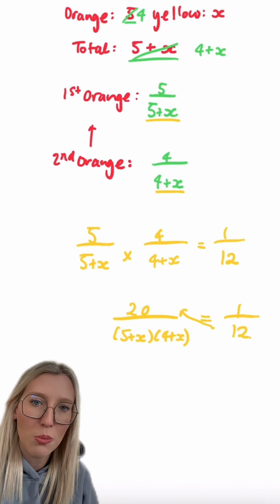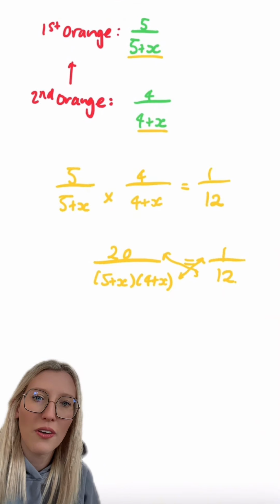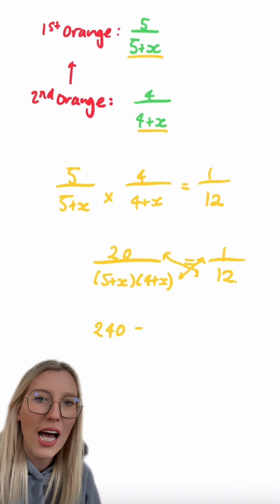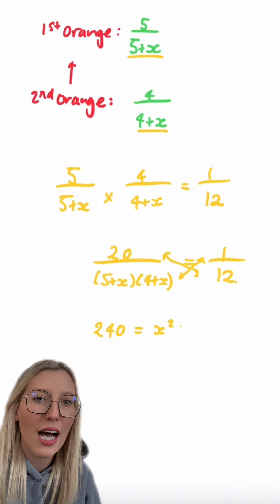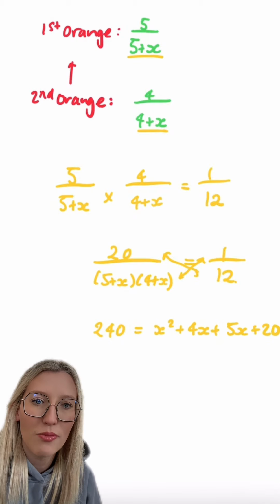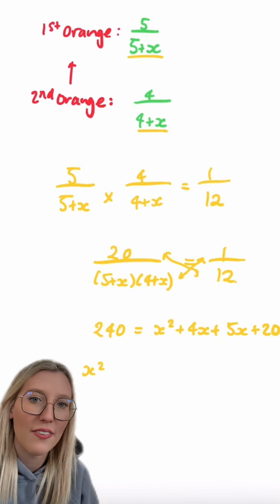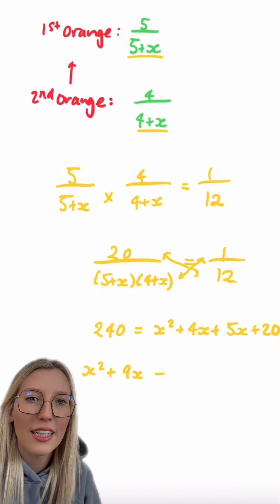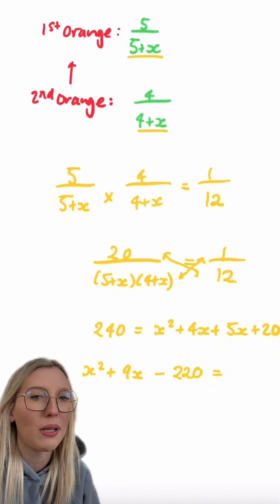And if we cross multiply to solve this, we're going to end up with 240, and then we've got our X squared, add 4X, add 5X, add 20 on the other side. So we just get all of our terms onto one side of this equation. We've got X squared plus 9X minus 220 equaling 0.